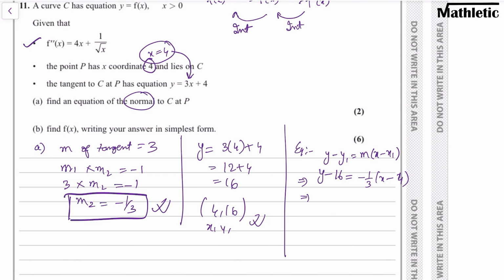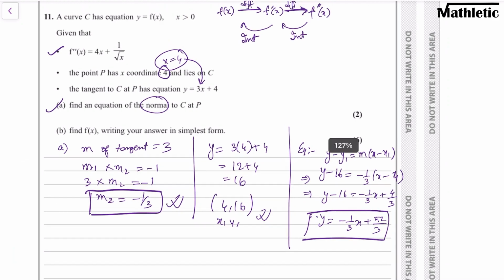So if I simplify this, y minus 16 minus 1 by 3x plus 4 by 3. So it's actually minus 1 by 3x plus 52 by 3. So I'm done with part A.